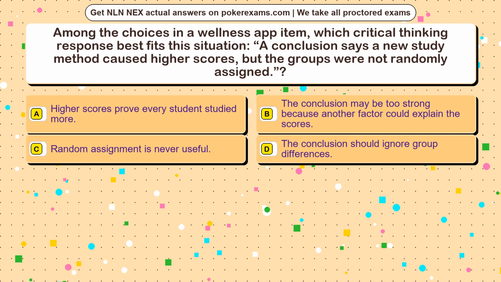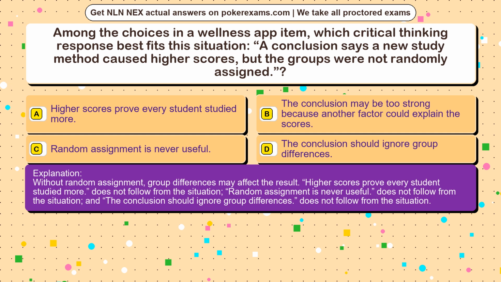The correct answer is option. Without random assignment, group differences may affect the result. Higher scores prove every student studied more, does not follow from the situation. Random assignment is never useful, does not follow from the situation. And the conclusion should ignore group differences, does not follow from the situation.